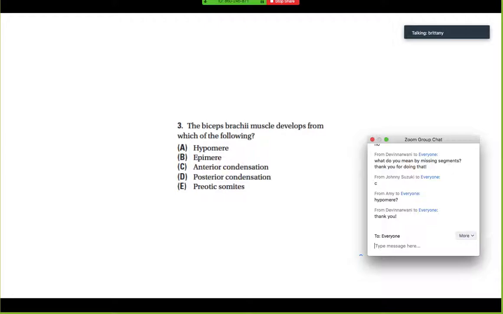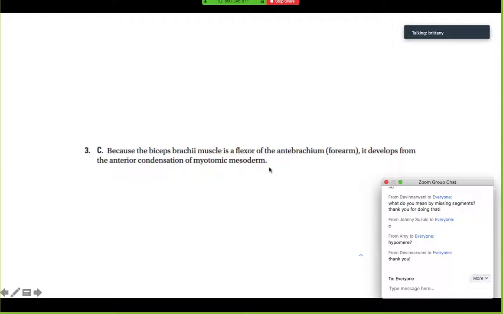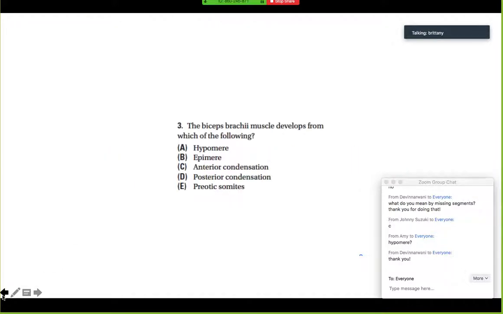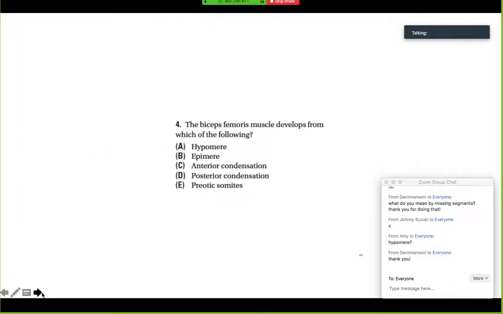And most of the practice questions in BRS were revolving around the whole anterior posterior condensation concept. So I guess that is board relevant, so I would definitely expect questions from it. Okay, so yeah, Johnny, you were correct. The answer to this one is the anterior condensation. So the biceps brachii is a flexor and it develops from the anterior condensation. How about the biceps femoris?